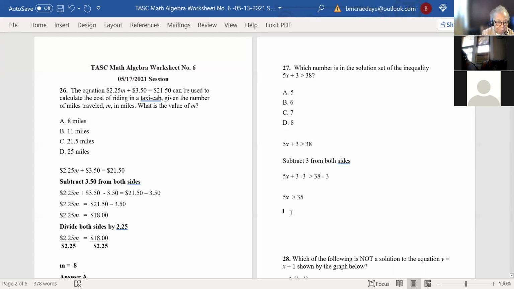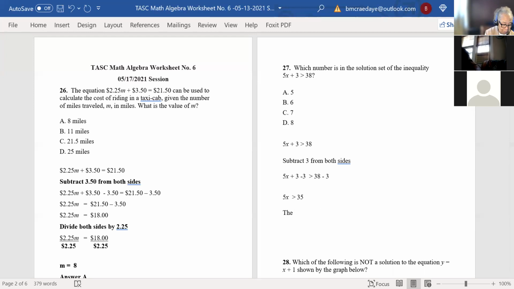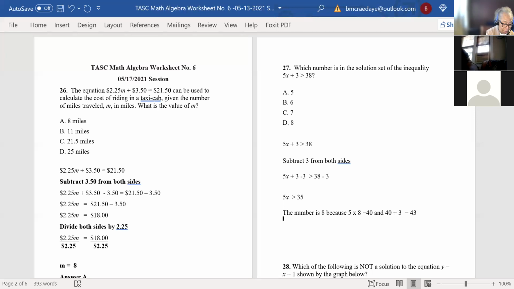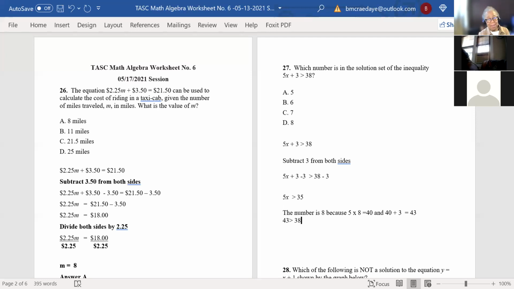So what is the number? 8. That's right. The number is 8, and that's because, I'll just put it in words, 5 times 8 is 40, and 40 plus 3 is 43. And 43 is greater than 38, right?